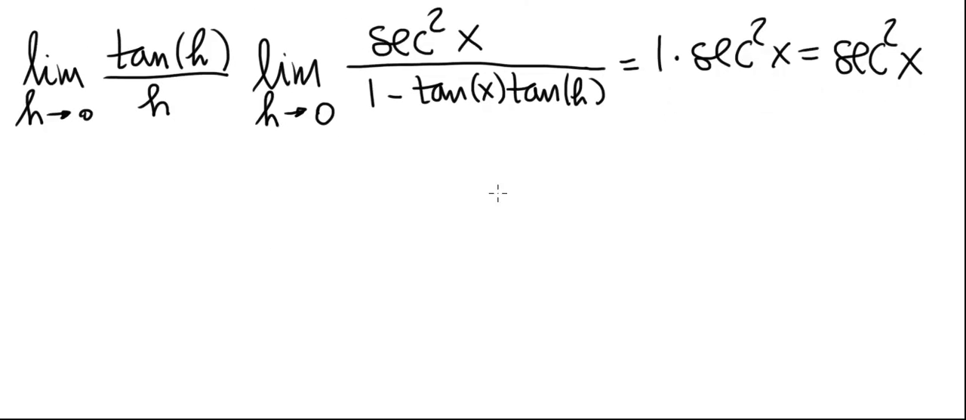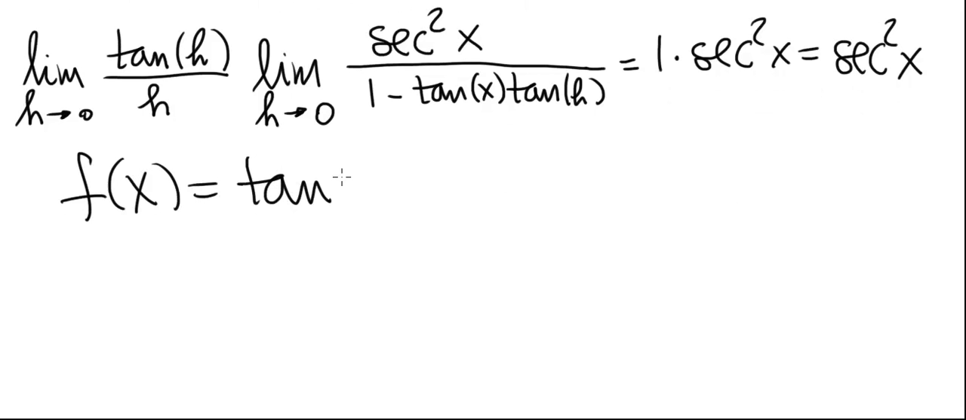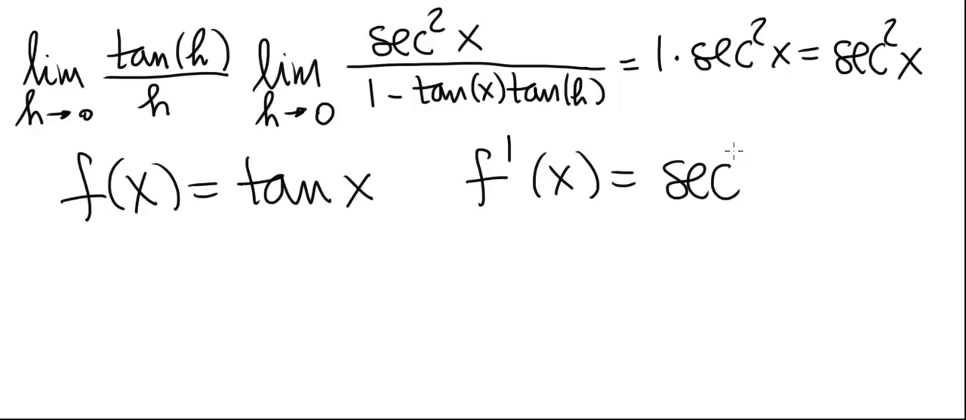We now know that if our function is tangent of x, using the definition of the derivative, we found that its derivative is equal to secant squared x.